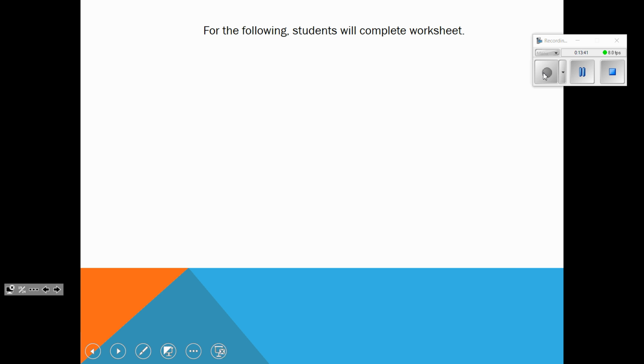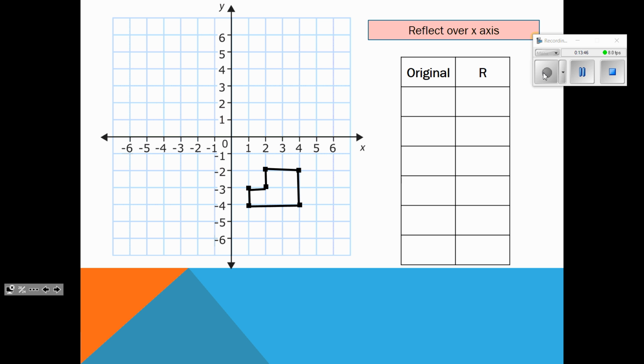All right, good luck on your assignment today. Here's your first one, by the way. So what you're going to do is just follow it. It says reflect over the x-axis. Here is the x-axis. So we're going to be reflecting it up here.